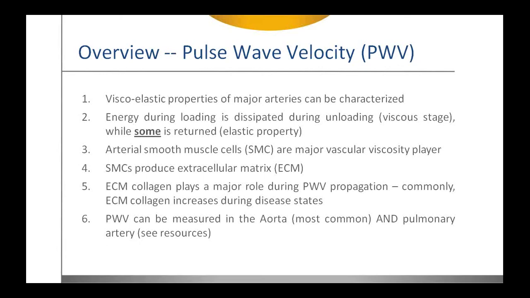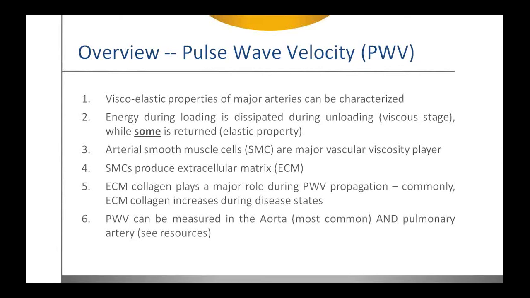Pulse wave velocity measurements have a strong correlation with cardiovascular events and morbidity and mortality. Major arteries have viscoelastic properties, and during loading the energy is stored and during unloading it is released. So this is considered a viscous state, while some is returned, which is called the elastic recoil. The arterial smooth muscle cells are a major vascular viscosity player, and the smooth muscle cells produce extracellular matrix, ECM. One of the major ECM components is collagen, and it plays a major role during pulse wave velocity propagation.